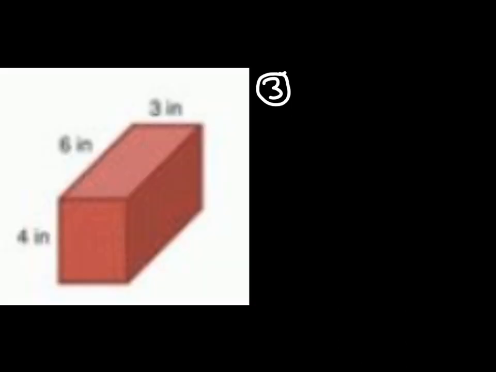For question number 3, we are now dealing with another type of shape. It is no longer a cube, but instead we now have a rectangular prism. So we need to have a look at our formula sheet to find what the formula for the volume of a rectangular prism is. And after looking at our formula sheet, we see that the volume is equal to length times width times height. Next, we are going to need to look at our figure to identify the values we're going to substitute into our formula.